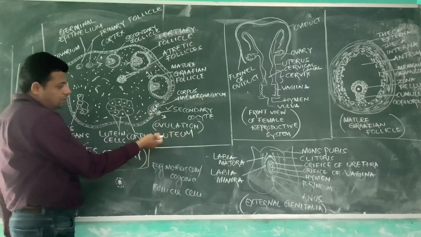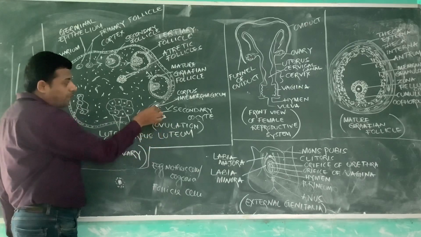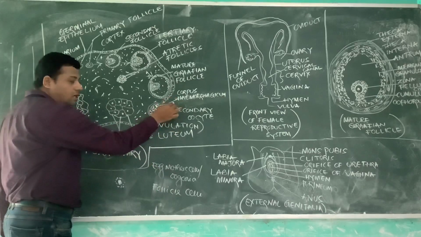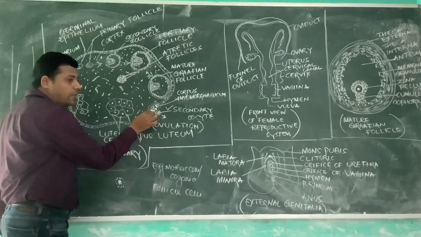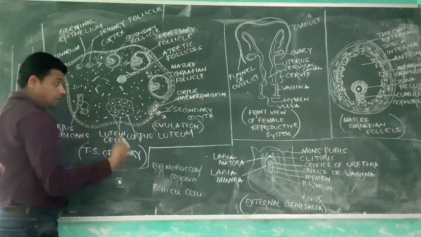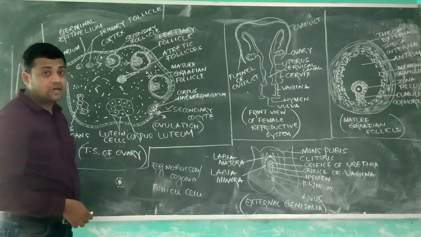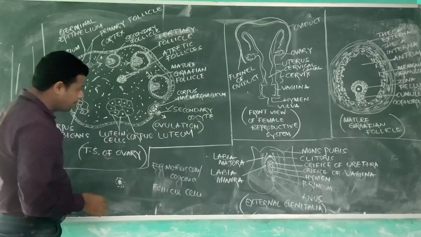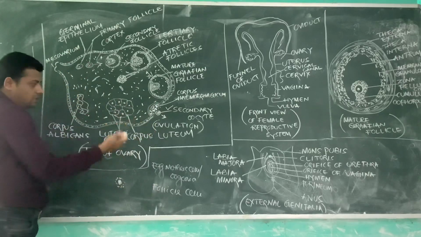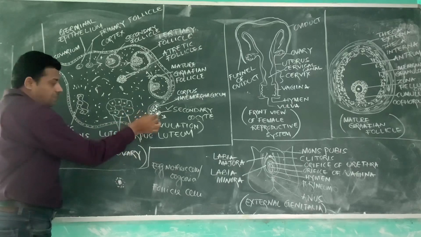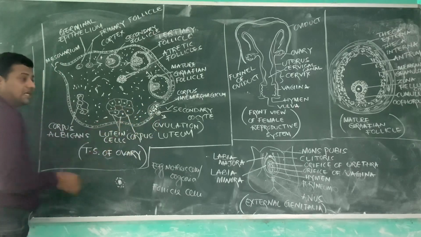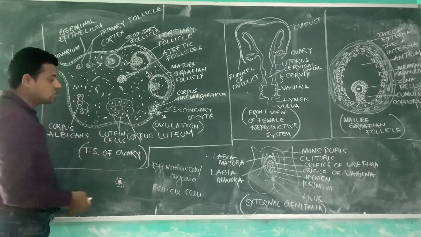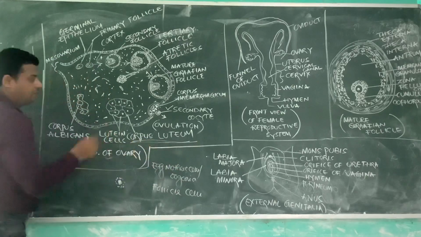After ovulation, the remaining part is called corpus hemorrhagicum. Corpus hemorrhagicum is the ruptured Graafian follicle with clotted blood. This is called corpus hemorrhagicum. After ovulation, the remaining parts of Graafian follicle change into an endocrine structure called corpus luteum.